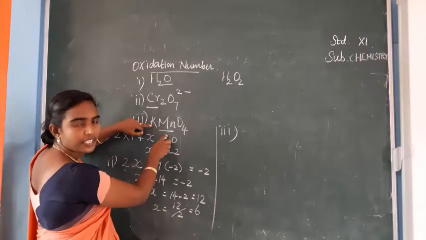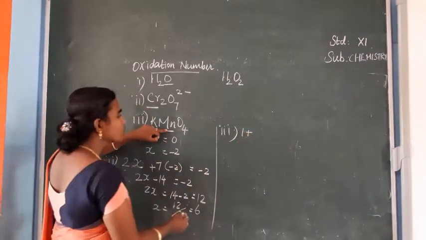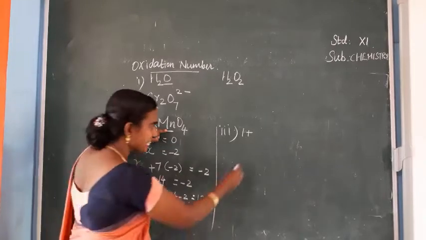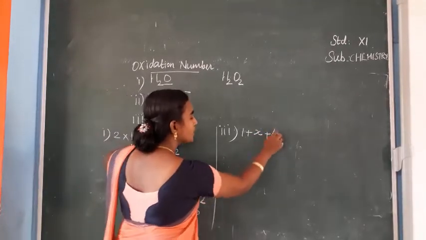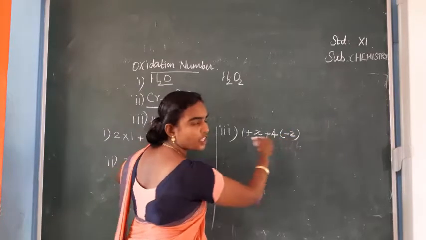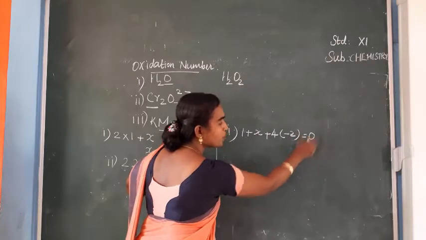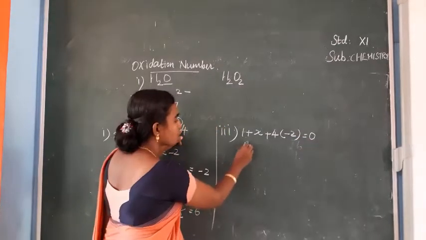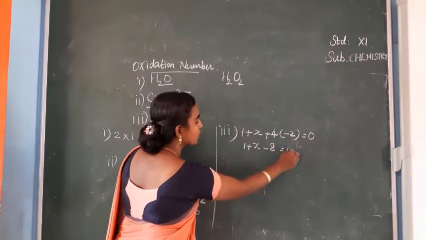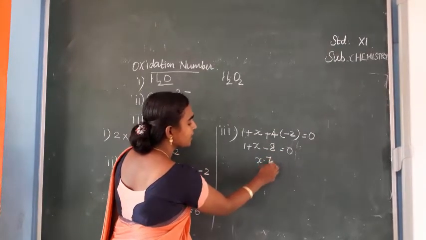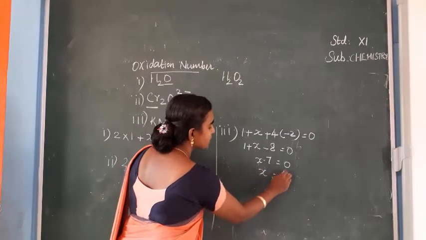So Mn we have underlined, isn't it? K oxidation state is 1. So for Mn you have to take x plus 4 into the oxidation state of oxygen, which is minus 2, which is equal to, there is no charge, so it should be taken as 0. So 1 plus x minus 8 is equal to 0. So x minus 7 is equal to 0. So x will get the value plus 7.